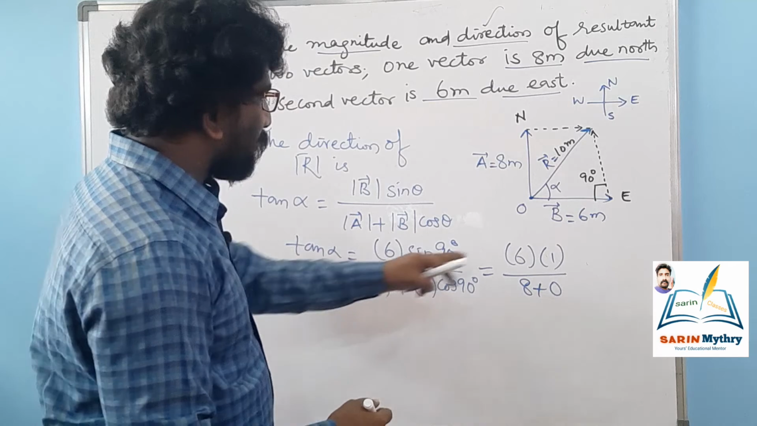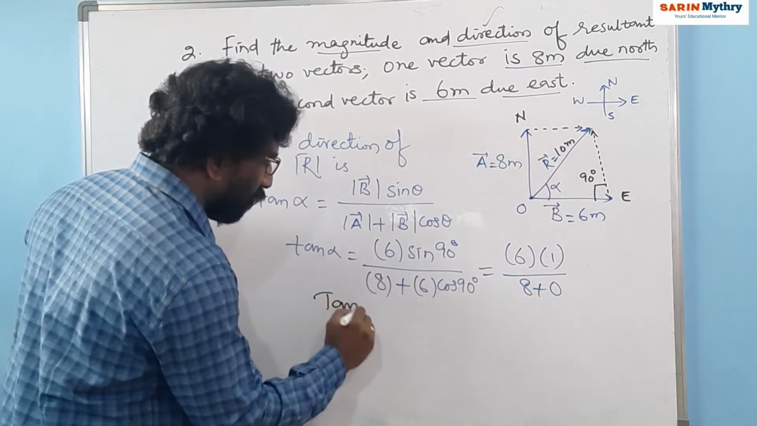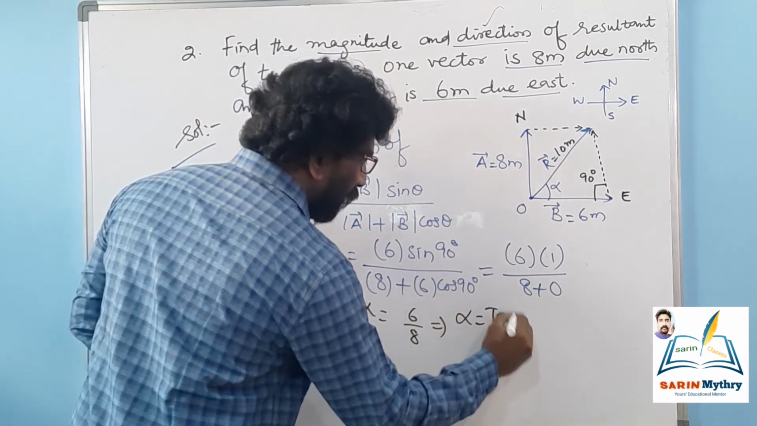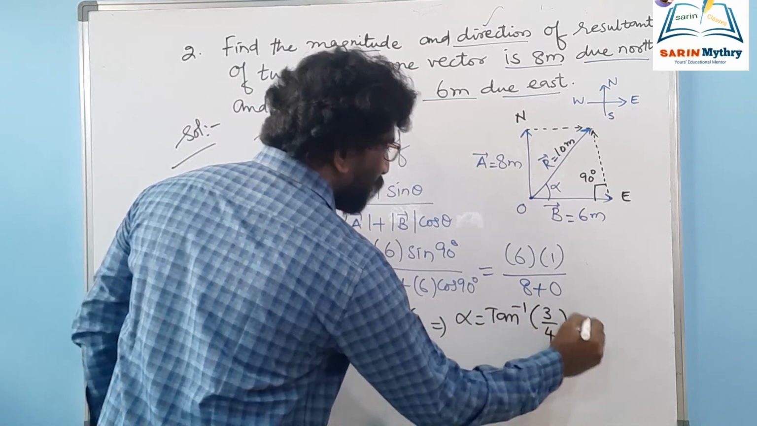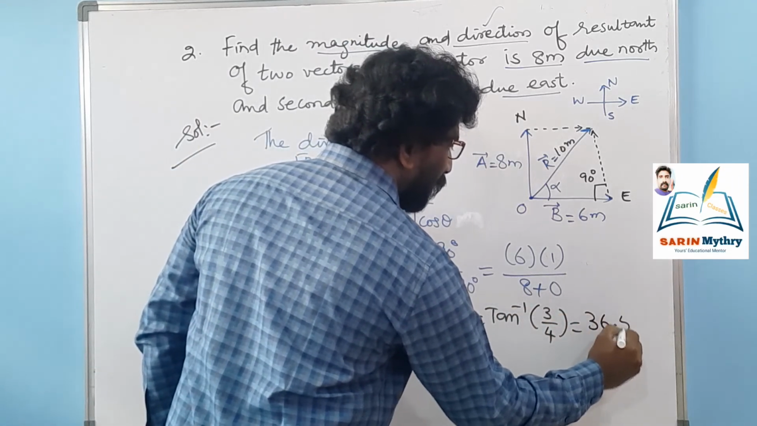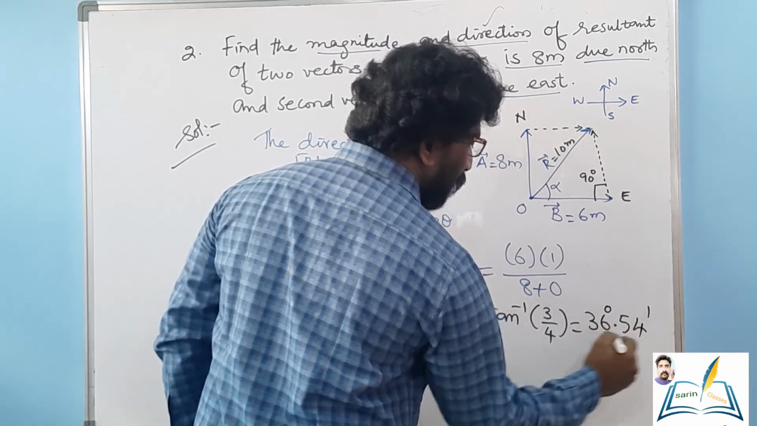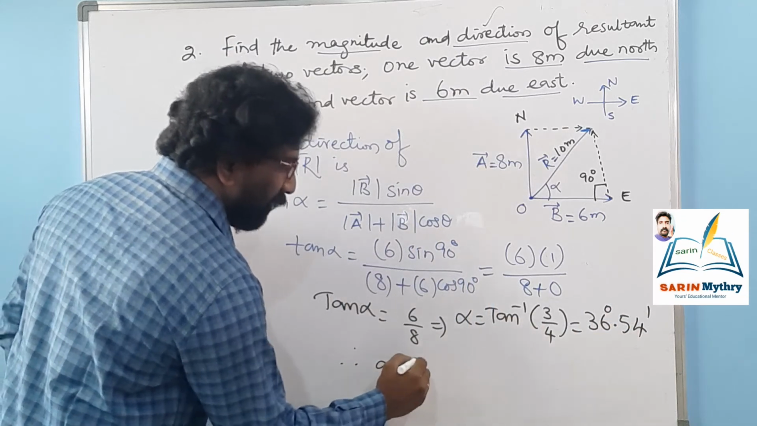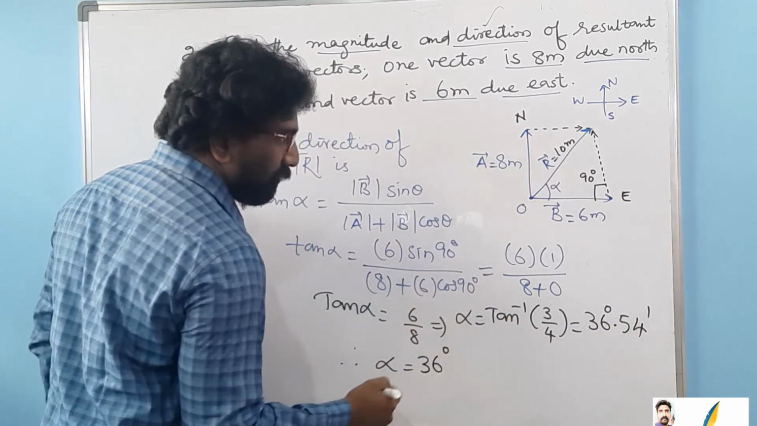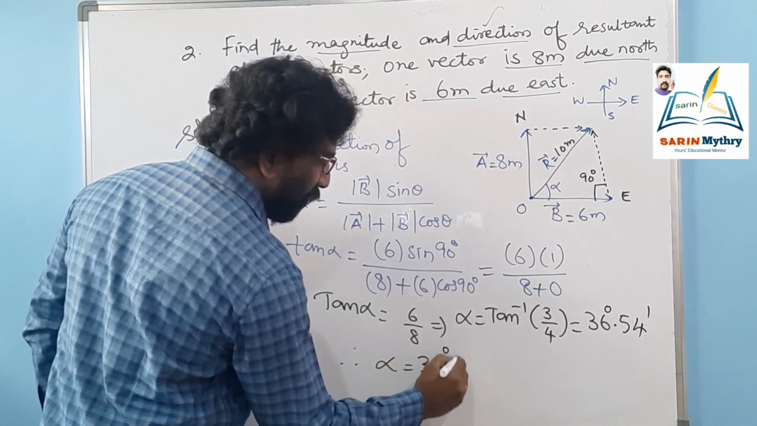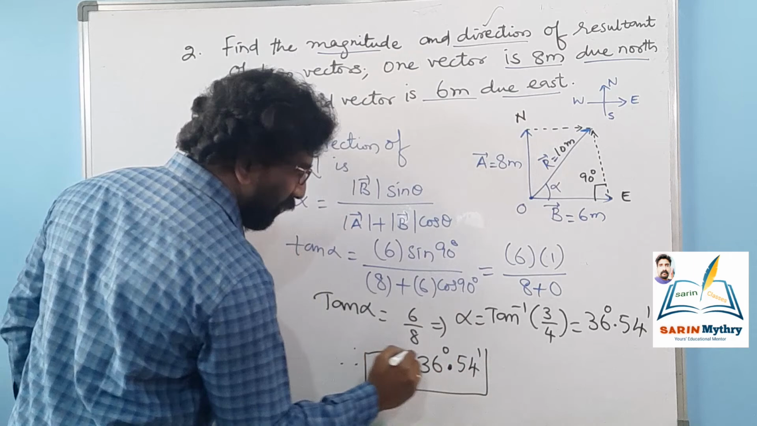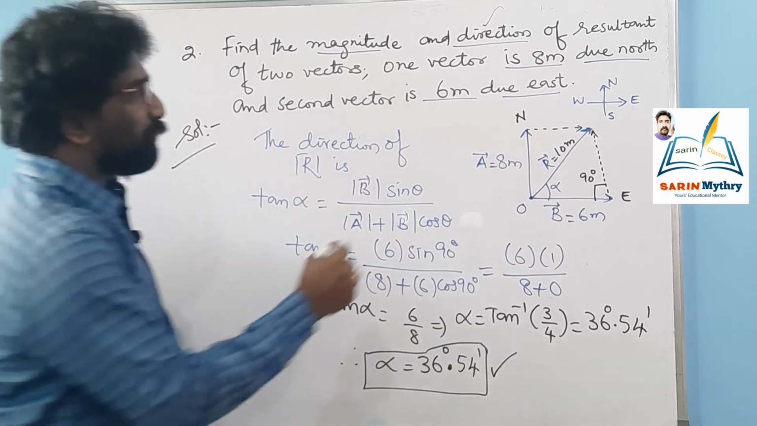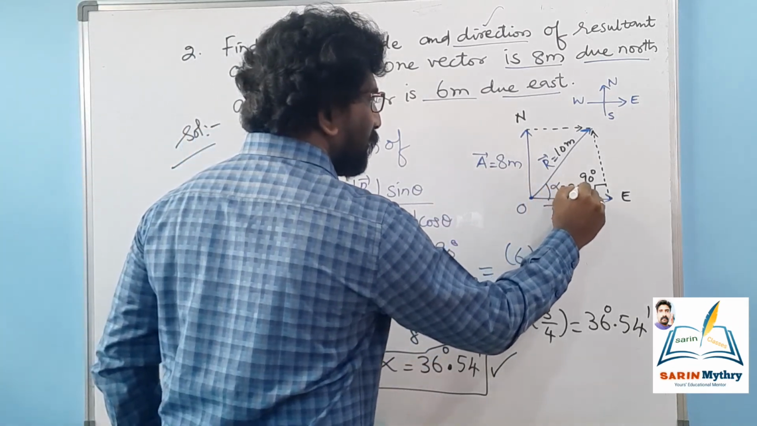So now tan alpha is equal to 6 by 8. That implies alpha is equal to tan inverse of 3 by 4, which is equal to 36.54 degrees. So therefore alpha, the angle which it is making with the two vectors, is 36.54 degrees, and this angle will denote the direction of this resultant vector. So this particular vector is making an angle of 36.54 degrees.